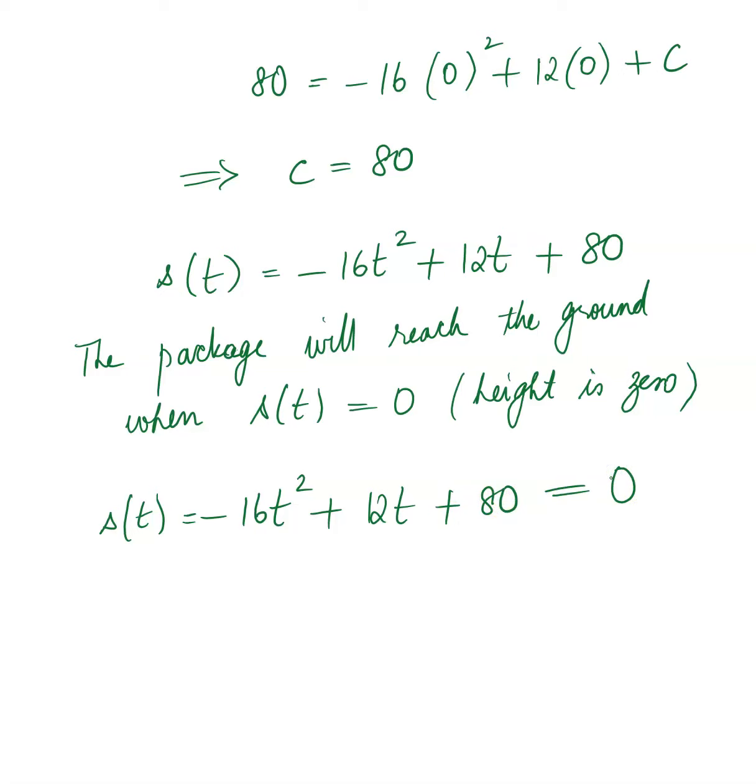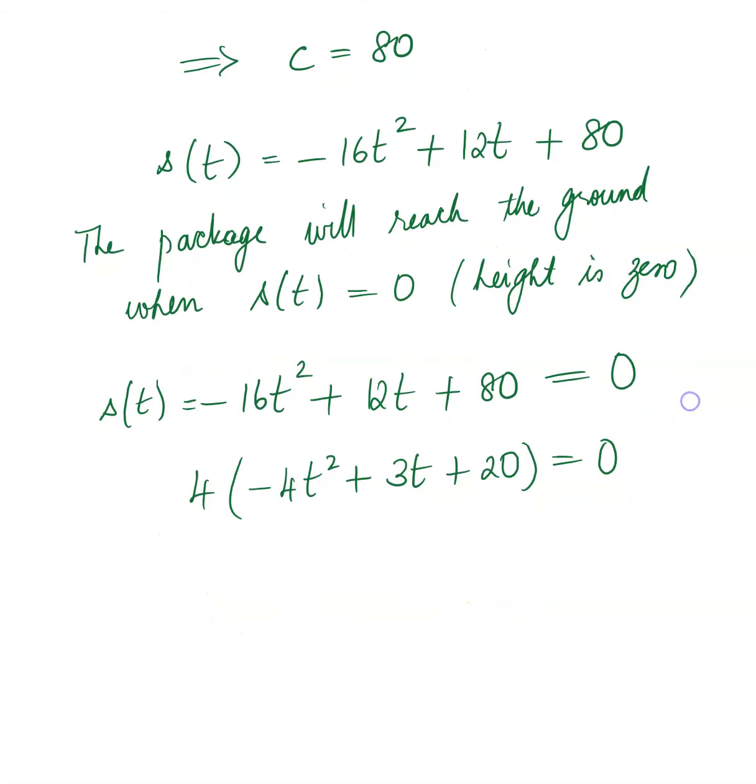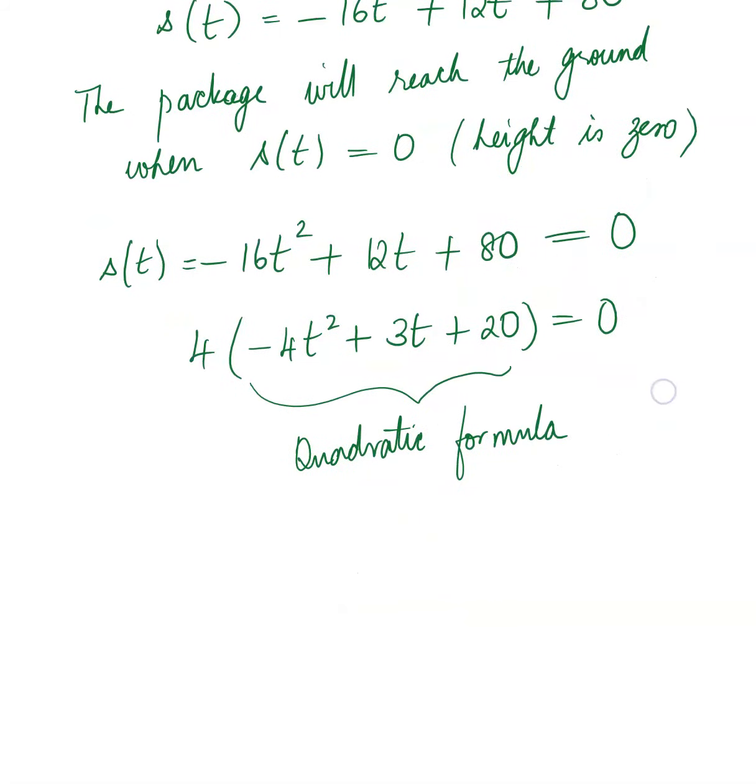I would say pull out the GCF, and in fact, 4 would work for GCF, so let me do that. Pulled out a 4, you get negative 4t squared plus 3t plus 20 equals 0. And then for this one, use the quadratic equation. Quadratic formula. This is a quadratic equation. Use the quadratic formula, and that will give us t is negative b plus or minus the square root of b squared minus 4ac, all over 2a.